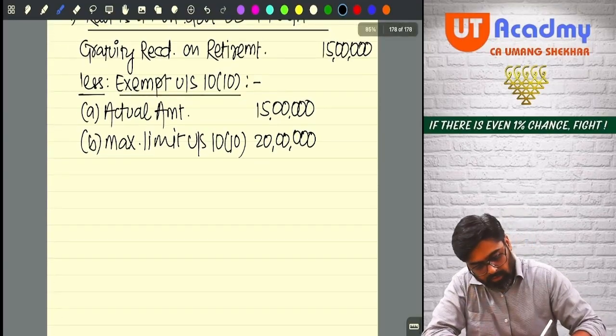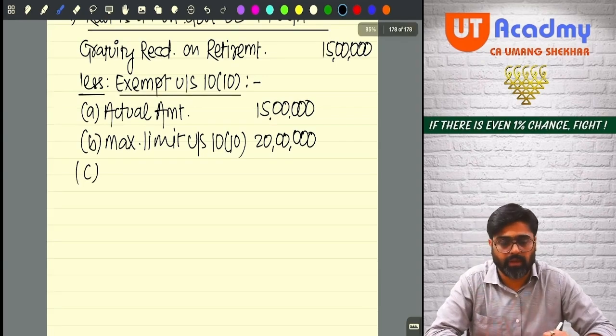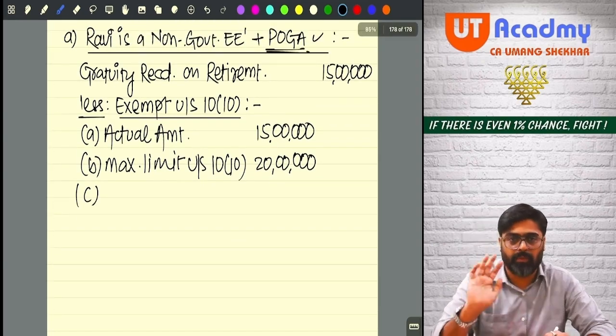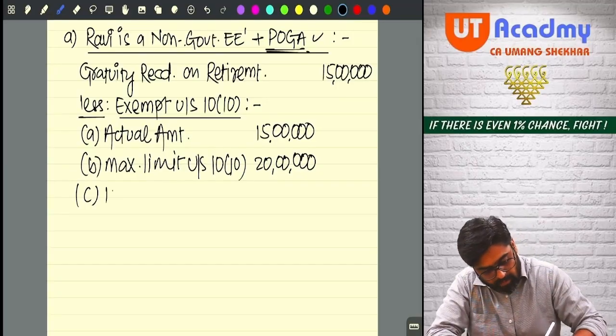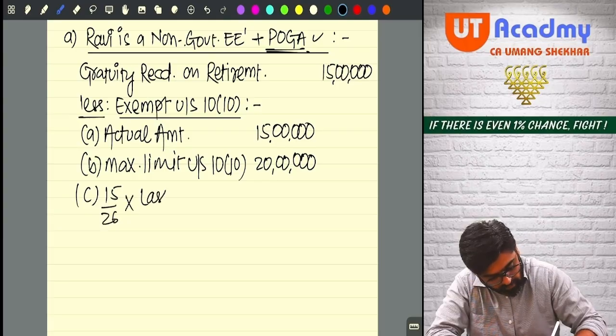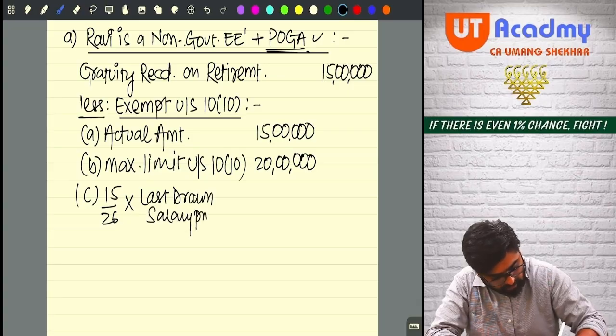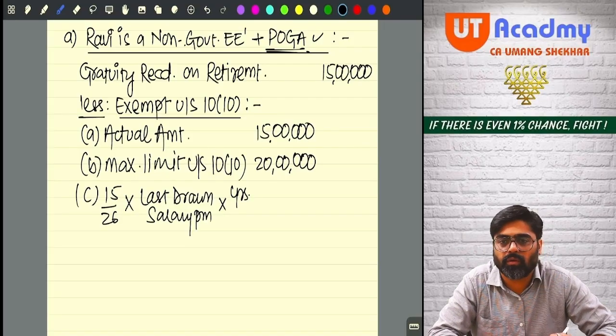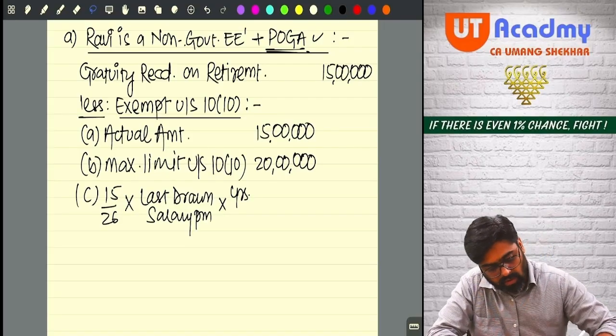Okay. Now see, limit C. Is he covered by POGA? So I will write POGA limit over here. What was POGA limit? 15 by 26 into last drawn salary per month into years of service. Yes or no? Into number of years of service.